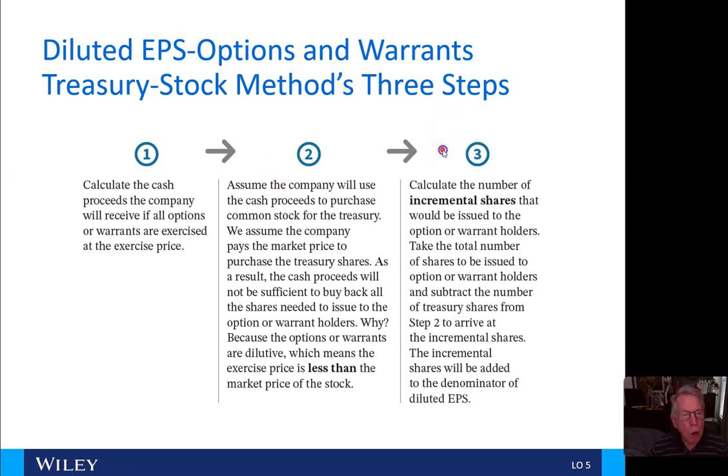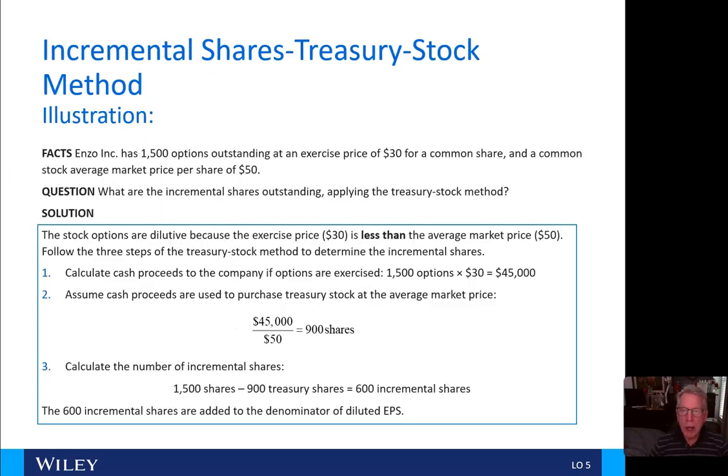Number 3, we calculate the number of incremental shares that would be issued to the option or warrant holders. We take the total number of shares to be issued to the option or warrant holders and subtract the number of treasury shares from step 2 to arrive at the incremental shares. The incremental shares will be added to the denominator of the diluted earnings per share. Okay, let's take a look at how we would do that.